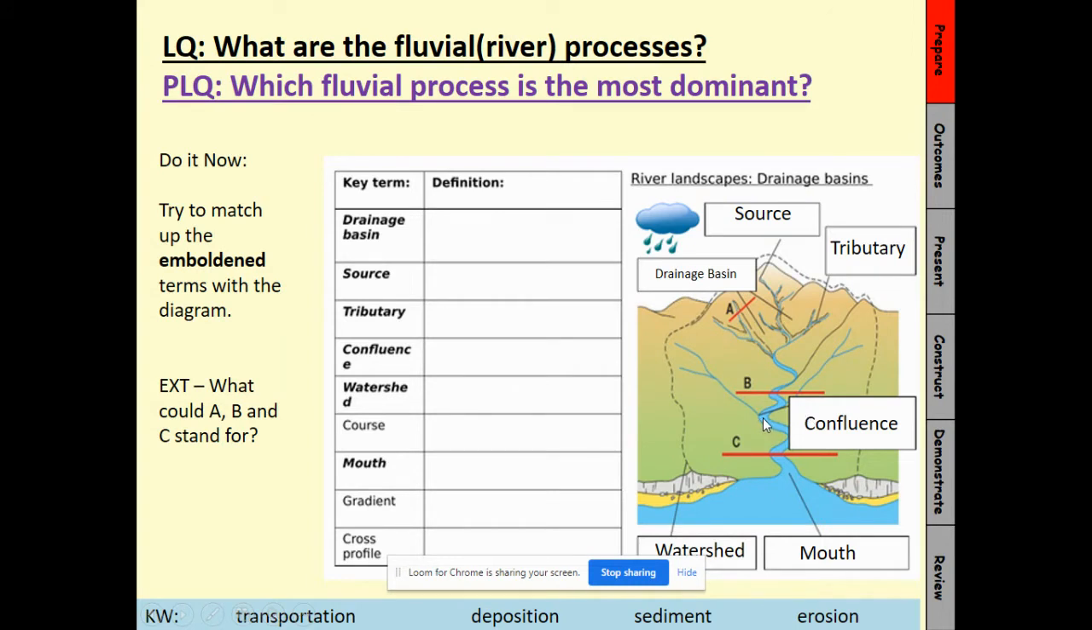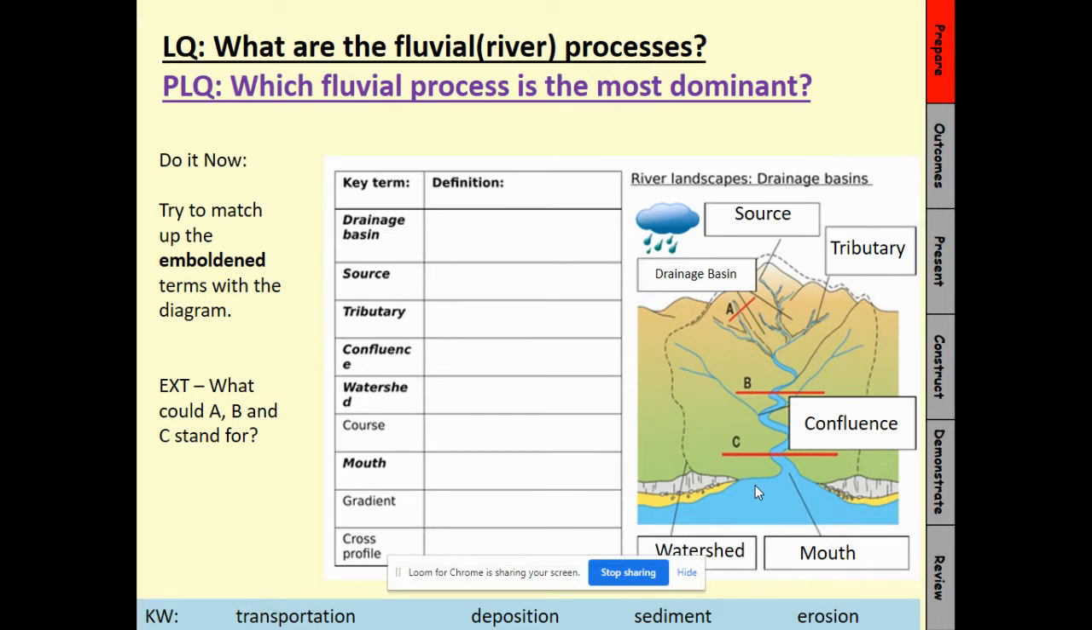A confluence is a position where two rivers meet, and then your watershed is like the border of the two drainage basins. So any water that reaches the surface here will fall into a different drainage basin and a different river and end up in the mouth of a different river. And then you've obviously got here the mouth. A, B and C will be the upper, middle and lower course.